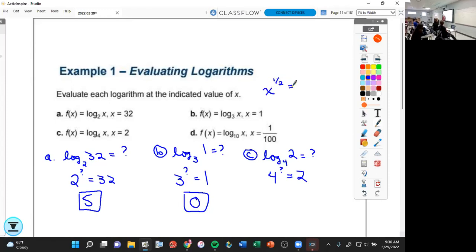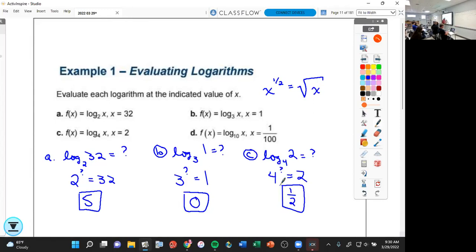X to the 1/2 is the same thing as the square root, right? Top number is the power, bottom number is the index. You recall me saying that in the past. When you have a rational exponent, the bottom number is the index, okay? So in this case, it is 1/2.